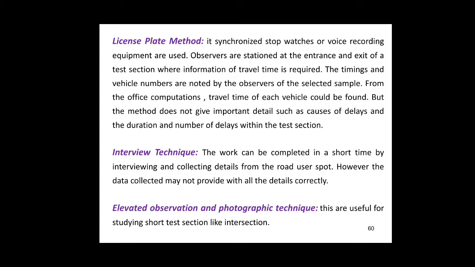The next method is the license plate method. In this particular method, synchronized stopwatches and voice recording equipment are used by the observers. The observers are stationed at two particular locations, for example at an entrance and at an exit point of the test section. The timings and the vehicle numbers of the selected samples of vehicles are noted by the observers, and from the office computation, the travel time of each vehicle could be found out.